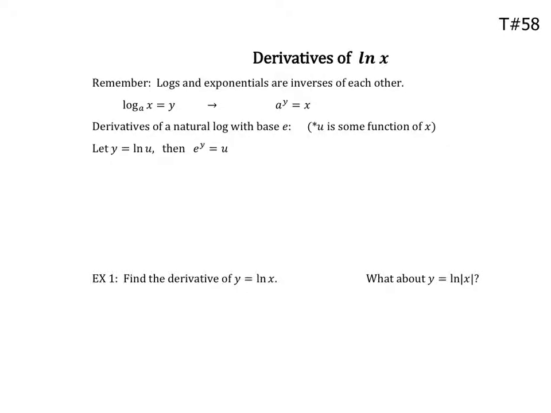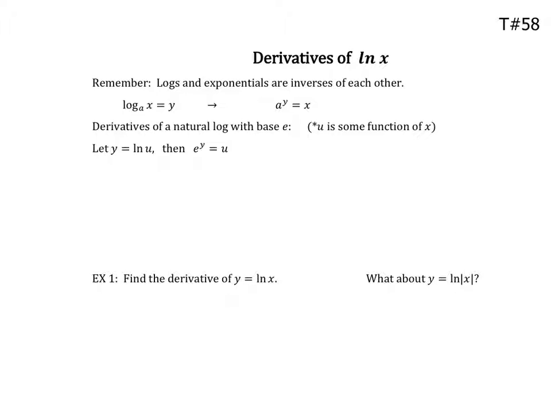All right, let's figure out the derivatives of the natural log. Remember, yesterday we were kind of doing e's and exponentials. So remember, logs and exponentials are inverses of each other. So this is in logarithmic form, log base a of x equals y. In exponential form, that's a to the y equals x.